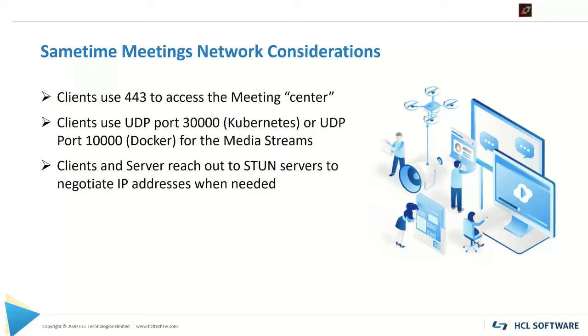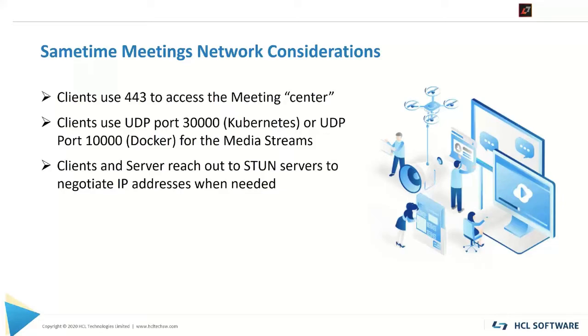Clients also then, once they're joining the meeting, they're given a URL to a specific meeting room. Clients use, of course, 443, but they also then use the UDP ports of 30,000 for Kubernetes or 10,000 for Docker. And that's what the media streams will go over.